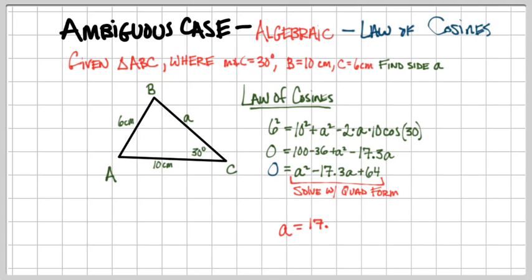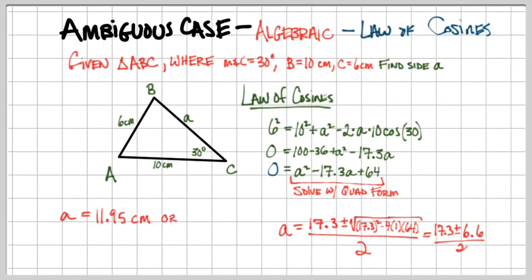So to do that, we set it up. That's negative b plus or minus the square root of b squared minus 4ac, all over 2a. And then I get my answers, the plus or minus of those. I get two things that we can solve. The a is either 11.95 or a is 5.35, and the "or" part is what makes it ambiguous.